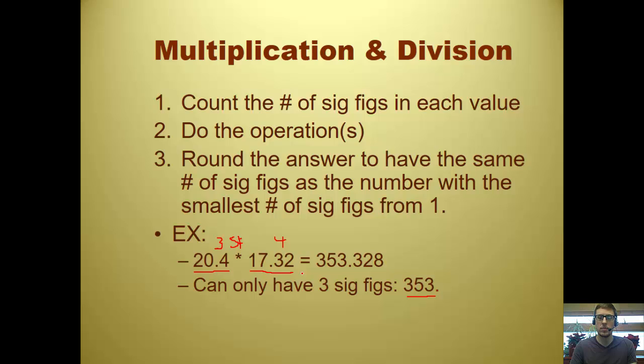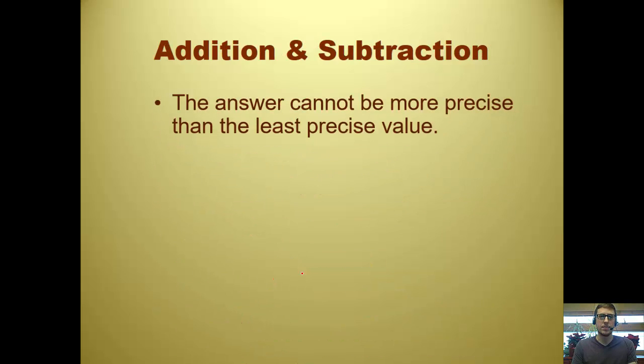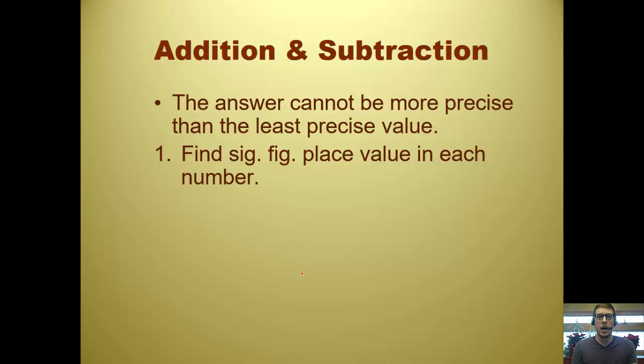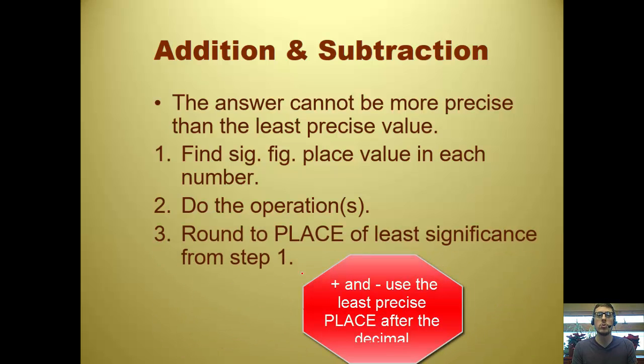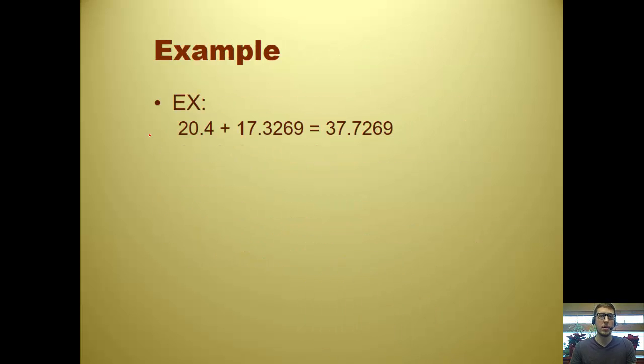How about addition and subtraction? Well, the answer cannot be more precise than the least precise value. So this time you find the Sig Fig place value in each number, do the operations, and then round to the place of the least significance from step 1 relative to the decimal point. So for example, we have 20.4 plus 17.3269.